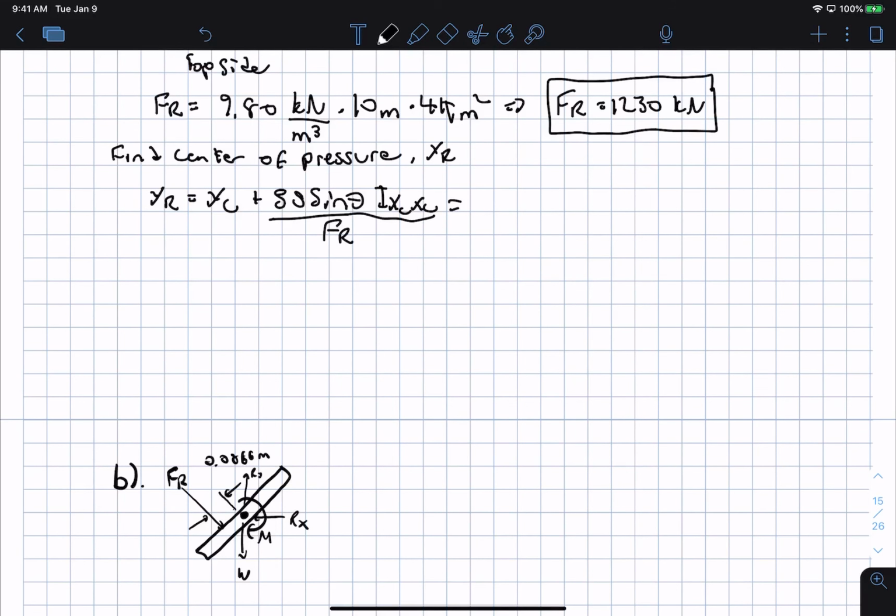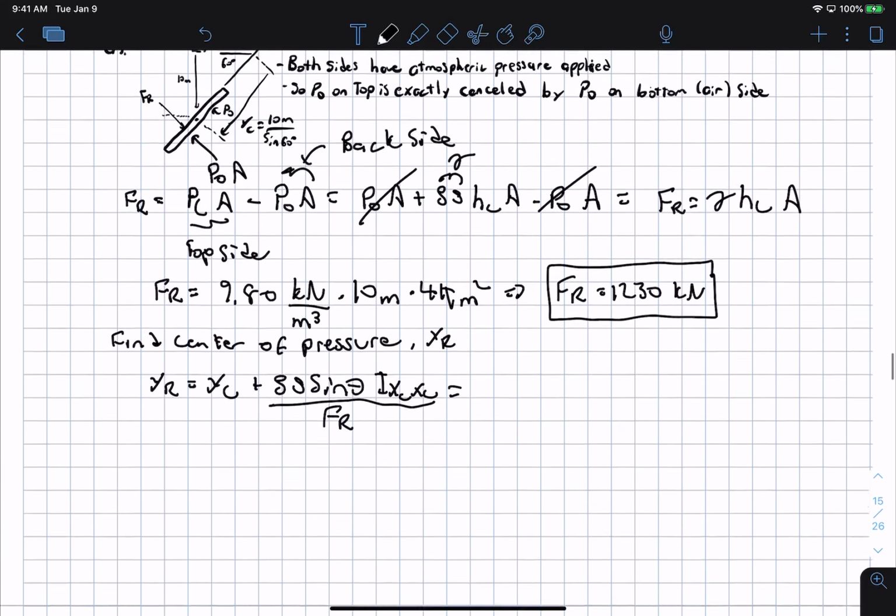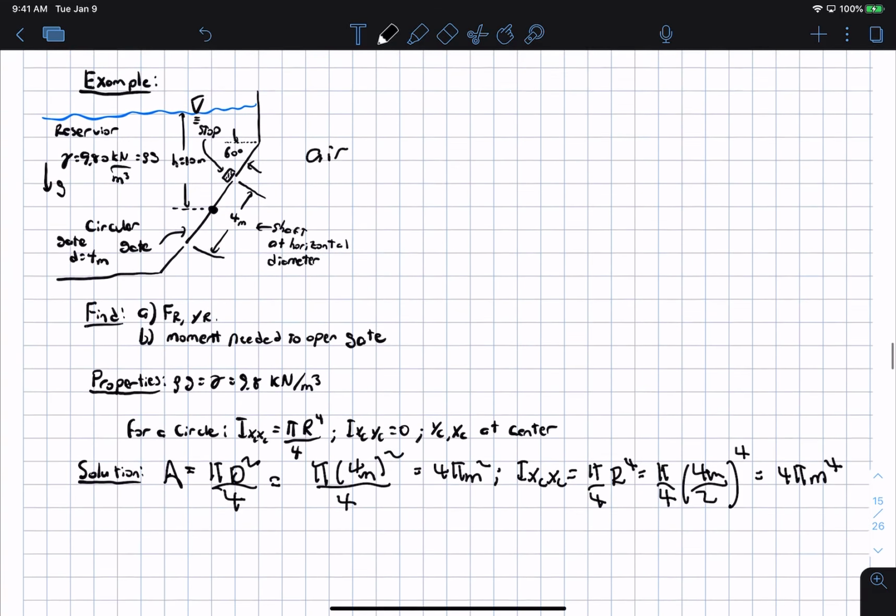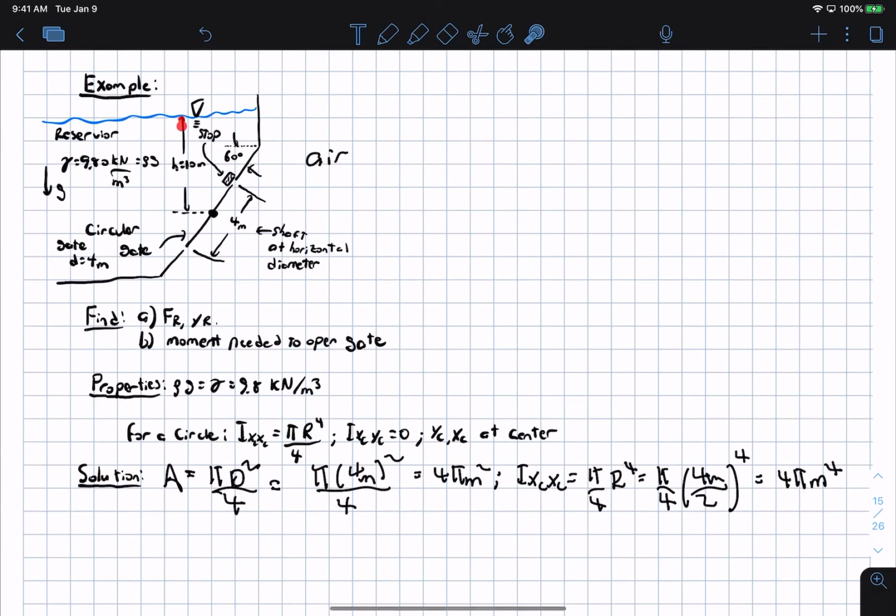And that equals, well, we know from the geometry that the Y value of the centroid is going to be not this distance here and not this distance here. It's actually going to be this distance here. Okay. And so we know that the depth here is 10 meters. We know the angle is 60 degrees. And so this would be just h divided by sine of theta. And so this would be where the centroid is.